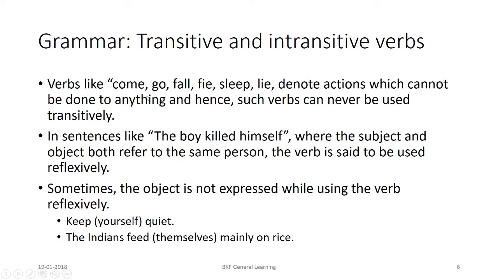Verbs like come, go, fall, sleep, lie denote actions which cannot be done to anything, and hence such verbs can never be used transitively. So consider the example, the boy killed himself. There's a typo over here, sorry for that. The boy killed himself, where the subject and object both refer to the same person. The verb is said to be used reflexively.